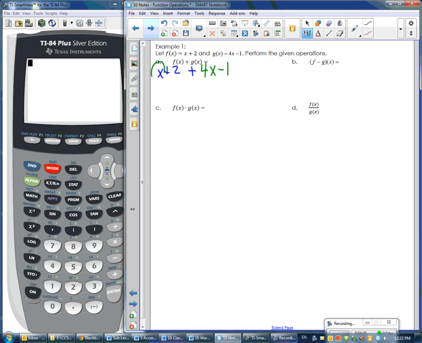So I've got a positive x here and a positive 4x here. When I add them together, I get 5x. And then when I combine my positive 2 with my negative 1, that's going to leave me with a positive 1. Remember, with subtraction, you do need to use the grouping symbols.